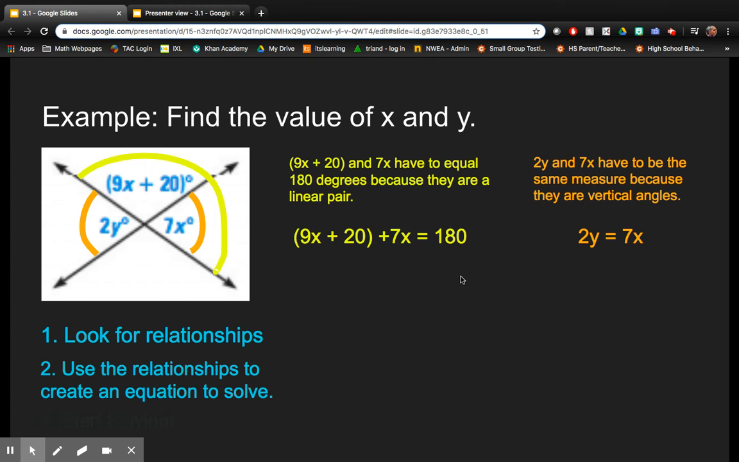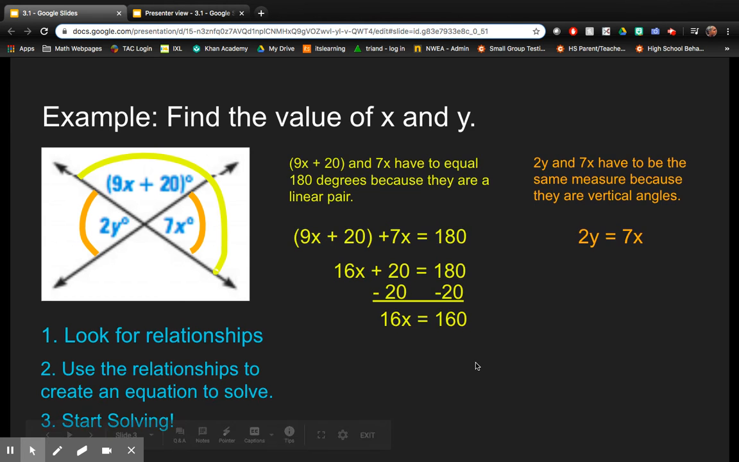Beginning with this yellow one, I'm going to combine like terms. So I'll add 9x and 7x, and that will give me 16x. And then I'll subtract 20 from each side of the equation to isolate x, leaving me with 16x is equal to 160. Then dividing by 16, x is going to equal 10. And I have my value of x.